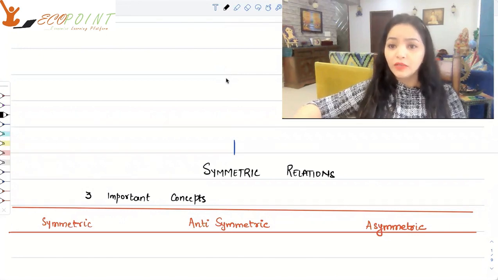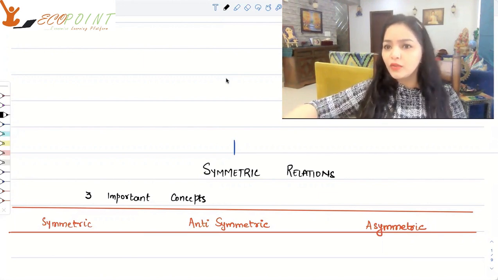So today we'll be talking about something very interesting in relations. We'll be talking about a certain kind of relations which are symmetric in nature. And within this, there are three important concepts. The three concepts are, number one, symmetric. So we'll be understanding what symmetric relations are.